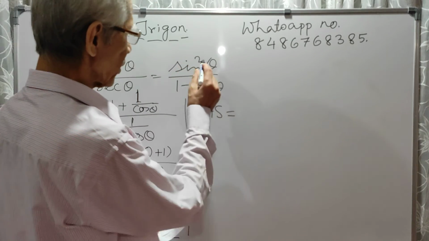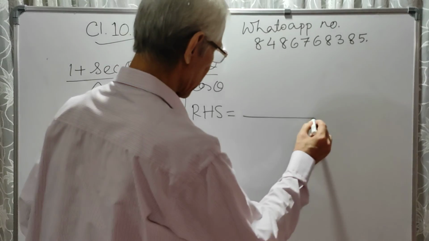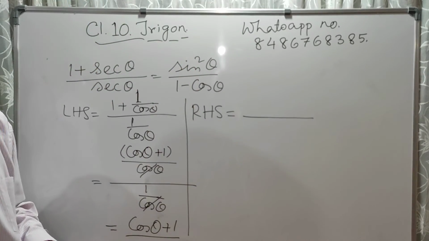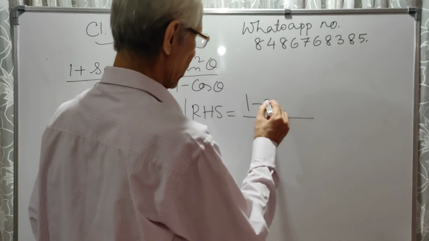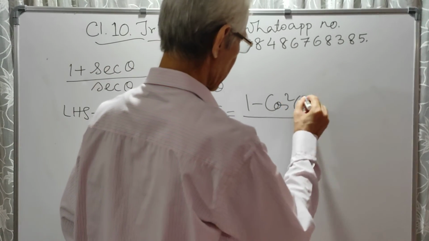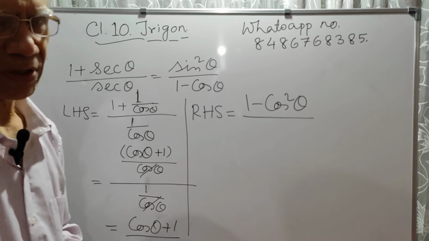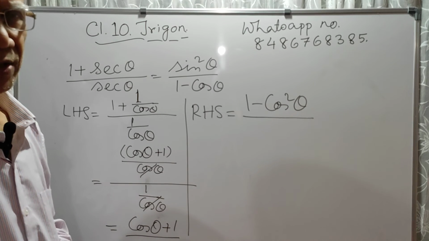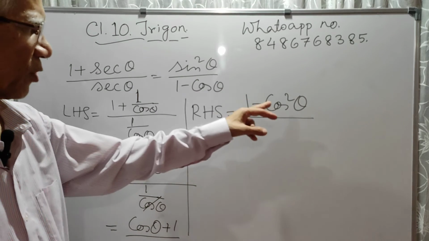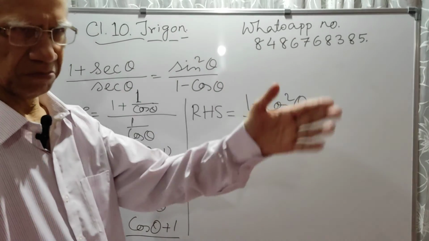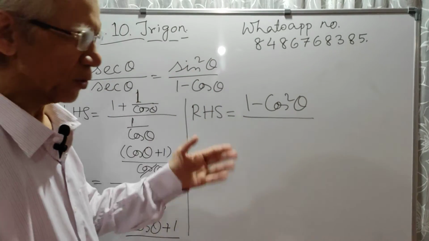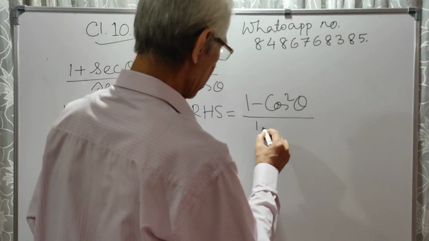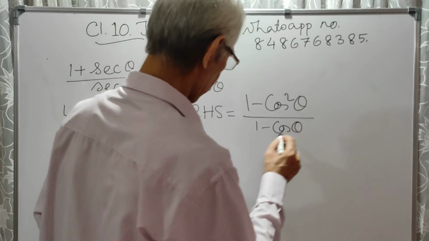So the right hand side is what? Sine square by 1 minus cos theta. Now we use the relation: what is sine square? 1 minus cos square theta. That is the derivation of the first formula. Cos square is 1 minus sine square, sine square is 1 minus cos square. All this must be in your mind so that you can use it quickly.